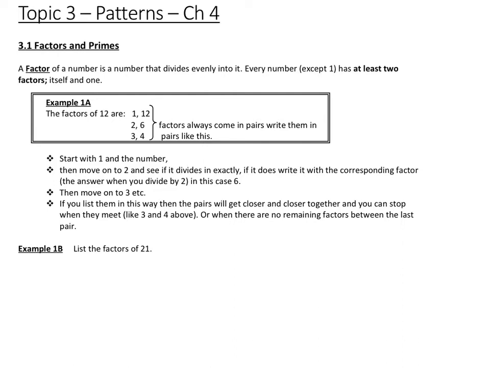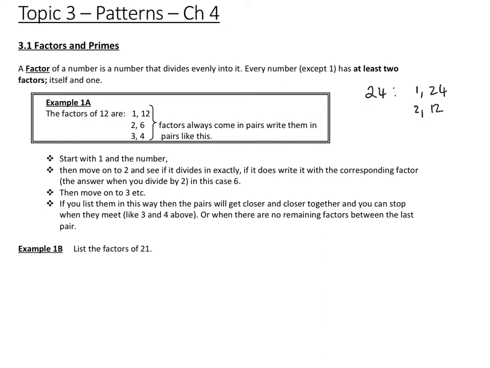The factors of 12, so any number that divides into 12, we've got 1 and 12, 2 and 6, and 3 and 4. So the way to think about factors is that they are numbers that multiply together to form the original number. So if we were thinking about the number 24, the factors would be 1 and 24, because 1 and 24 multiply up to 24.